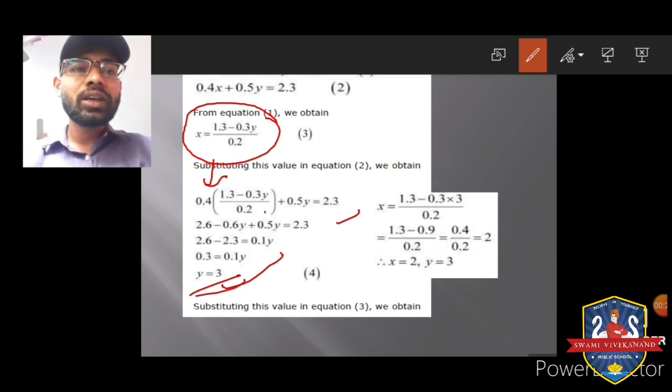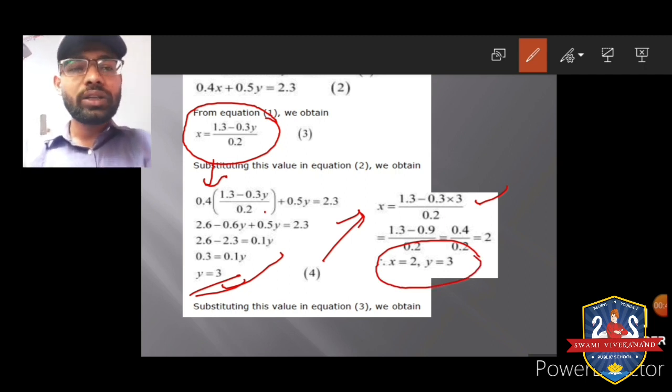When y is equal to 3, then put the value of y here. x is equal to 1.3 minus 0.3 into y, which is 3. And on simplifying we get x is equal to 2 and y is equal to 3.